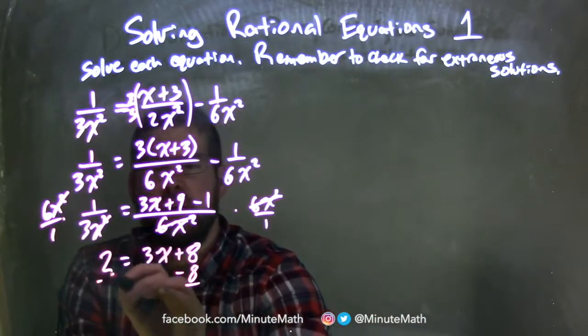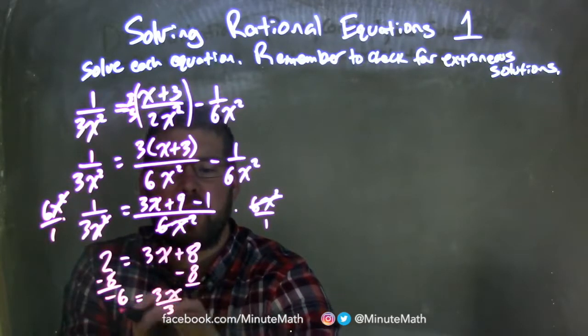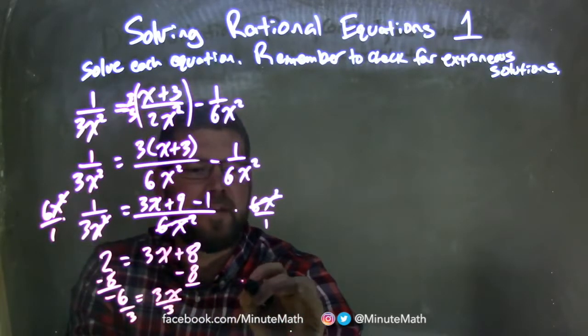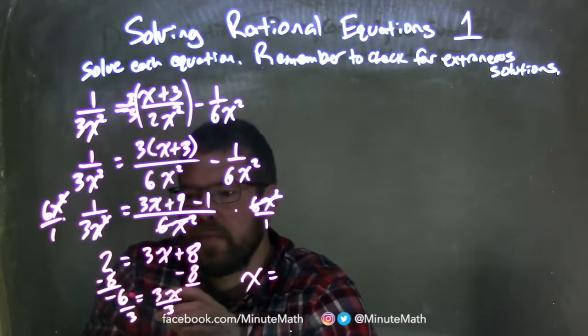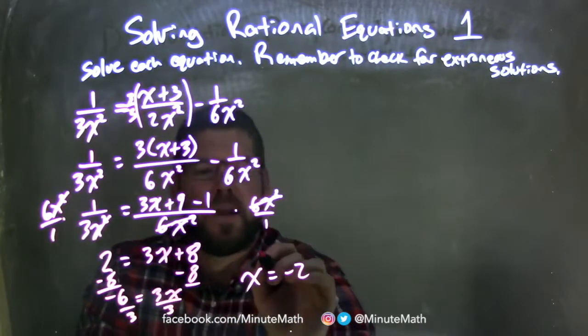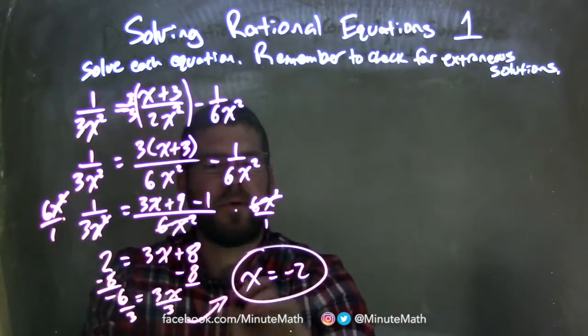We subtract 8 from both sides, giving me negative 6 equals 3x. Divide by 3 on both sides, and hopefully we can see flipping it here. You're getting better at that. Negative 6 divided by 3 is negative 2, and x is equal to negative 2. Okay, I wrote that up here.